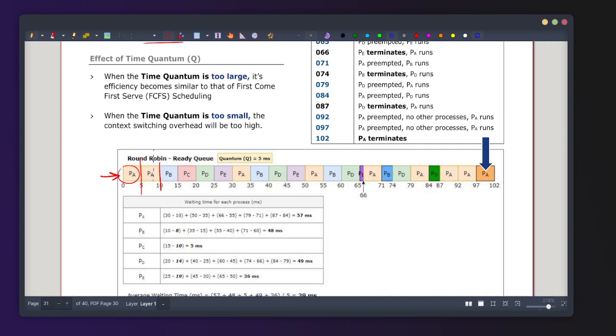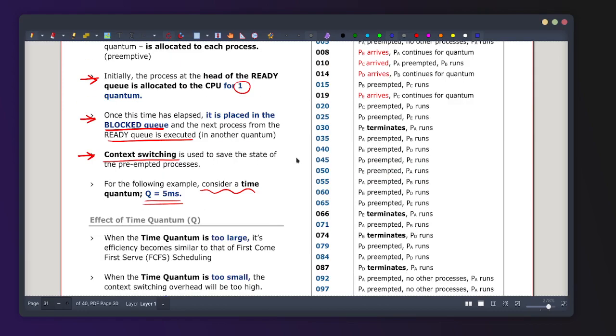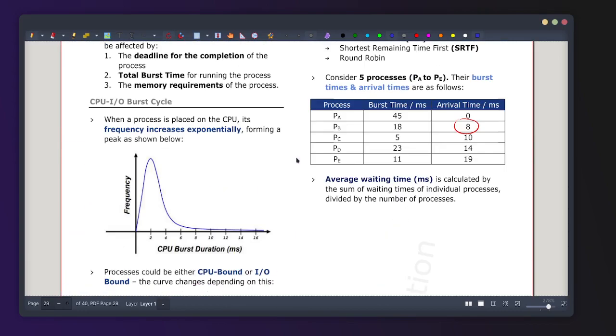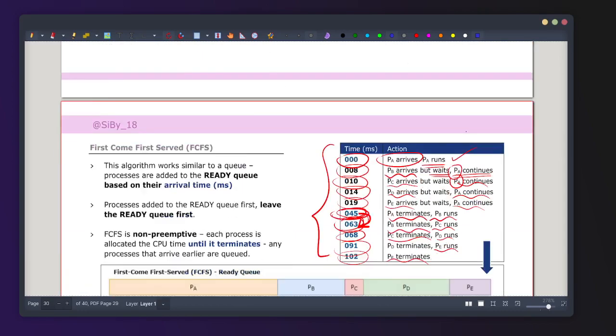But then at around the 8 millisecond mark, process B arrives at the ready queue. But is it taken in immediately? No. It waits for process A's preemption to take place once it finishes its time quantum, and then process B executes for 5 milliseconds again. Remember, each process is only executing for 5 milliseconds. And then what happens is process C happens to arrive at 10 milliseconds.